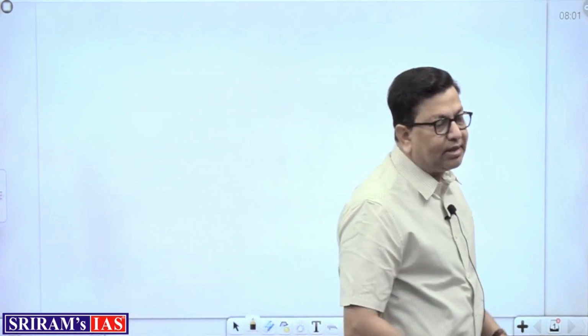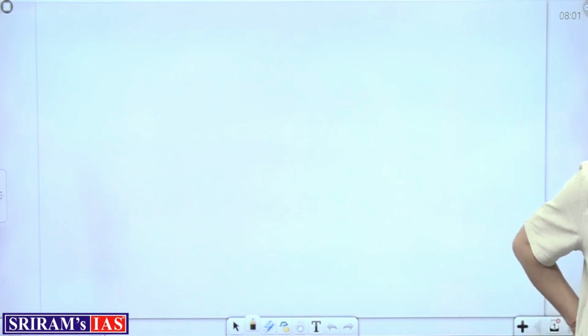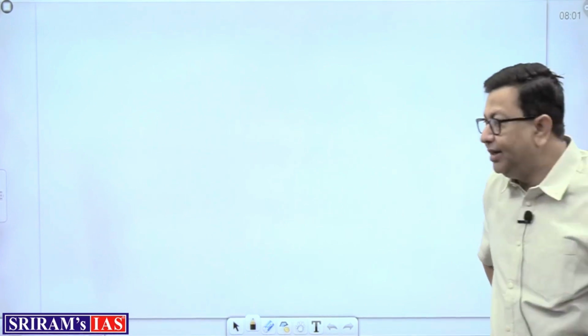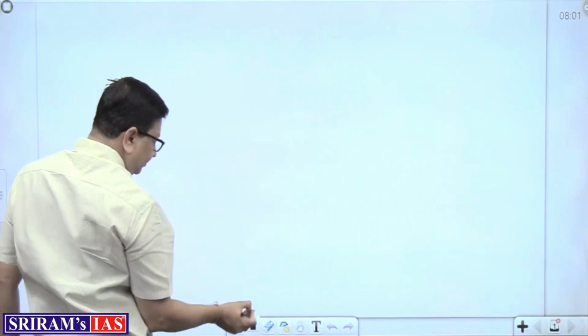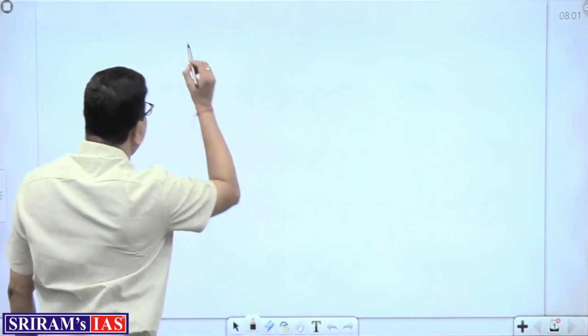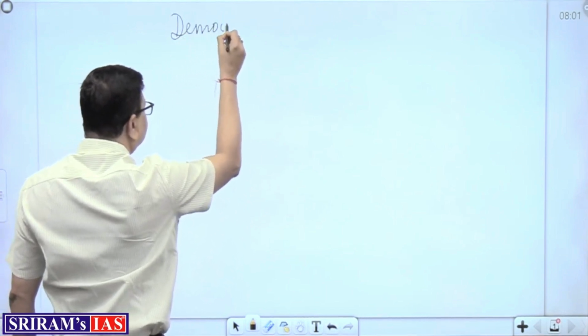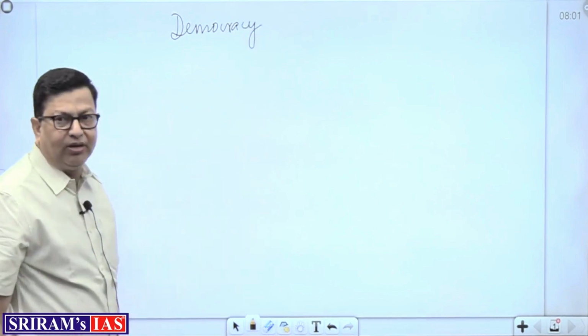So in the last class, we had discussed some aspects related to the preamble. Now in today's class, one or two more aspects which are related to preamble that we need to understand. The first one is the concept of democracy.